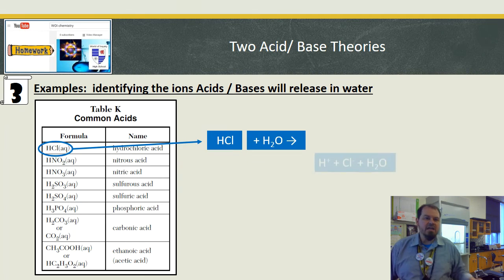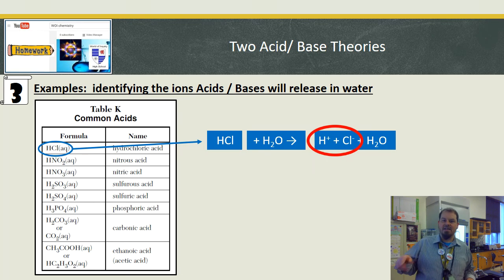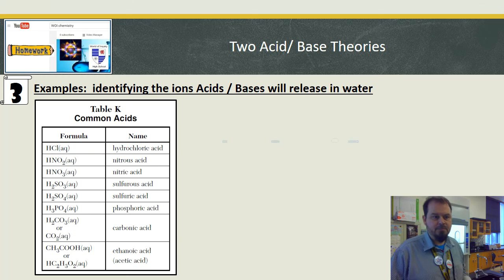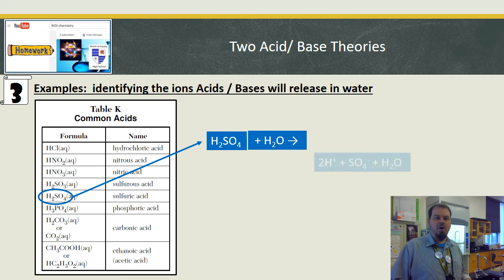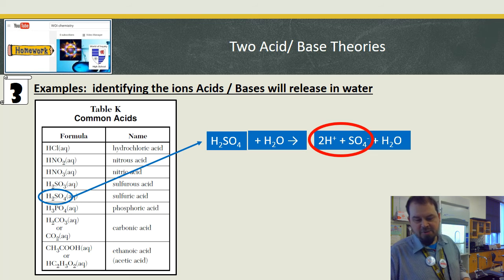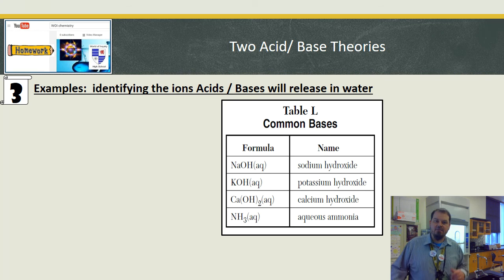So HCl plus water is going to make H plus and Cl minus. That H plus, because it makes the H plus, is what makes it the acid. Okay, is there another one? Yeah, buddy. Sulfuric acid, H2SO4, plus H2O. This is called a diprotic acid, by the way, because there are two H's. It makes two H's, we call that a diprotic. Two protons. Remember, H plus is just a proton. Diprotic acid, sulfuric acid.